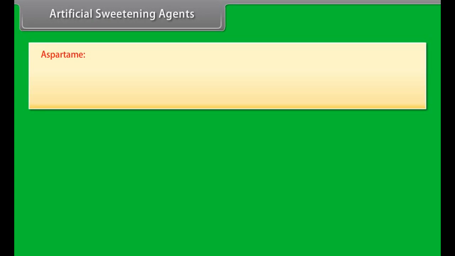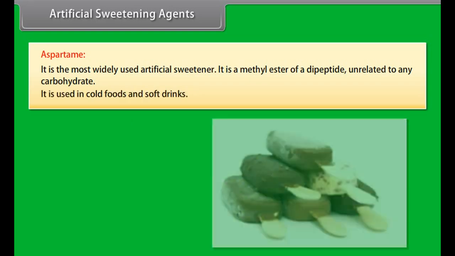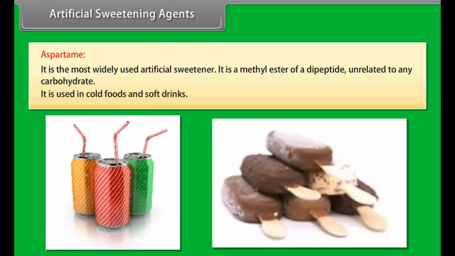Aspartame. It is the most widely used artificial sweetener. It is a methyl ester of a dipeptide unrelated to any carbohydrate. It is used in cold foods and soft drinks.